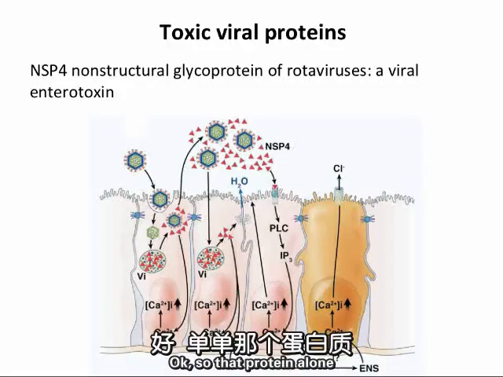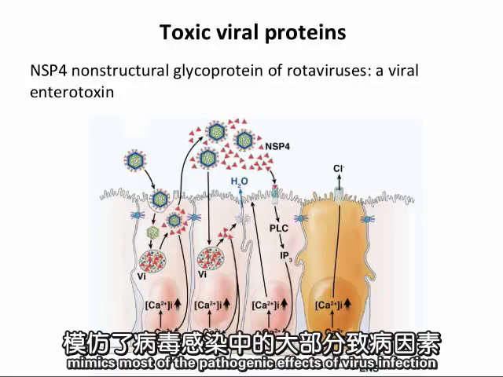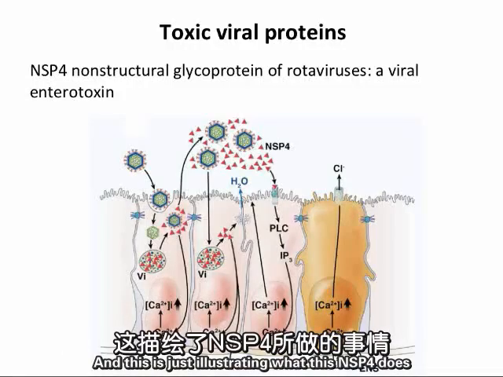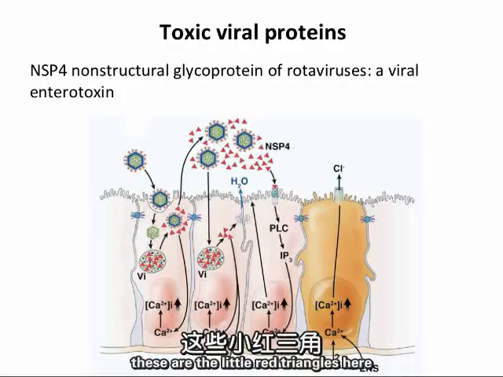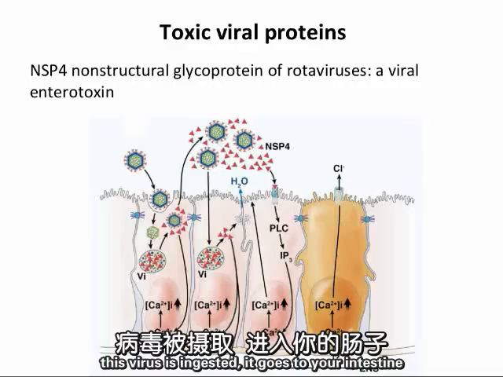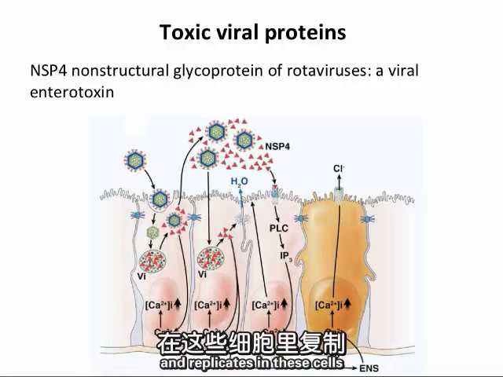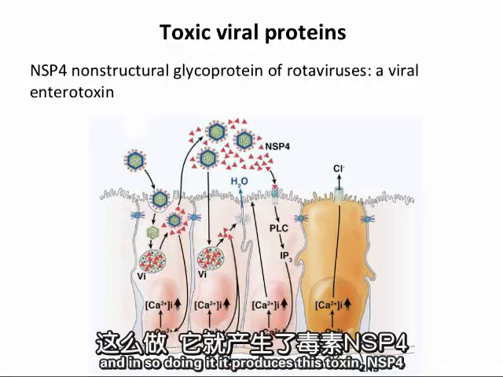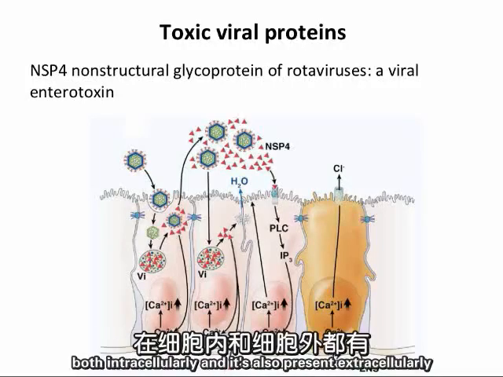Okay, so that protein alone mimics most of the pathogenic effects of virus infection. And this is just illustrating what this NSP4 does. These are the little red triangles here. This is the epithelial layer of your intestinal tract. This virus is ingested, it goes to your intestine, and it replicates in these cells. And in so doing, it produces this toxin, NSP4, both intracellularly, and it's also present extracellularly.